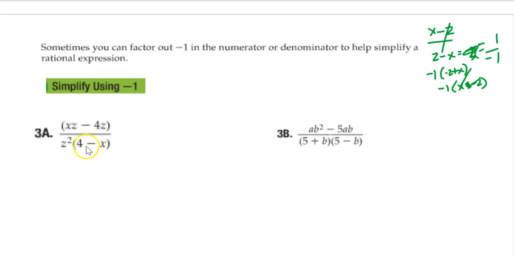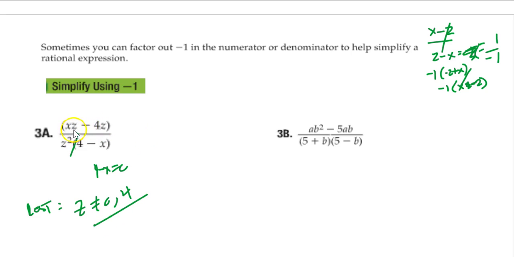Now, let's do proper etiquette. I should find my restriction first. So z cannot equal 0 from here, because there's nothing there. Set equal to 0, square root it, and so on. This one, set equal to 0. Add x to both sides, and you get 4. So those are my restrictions.